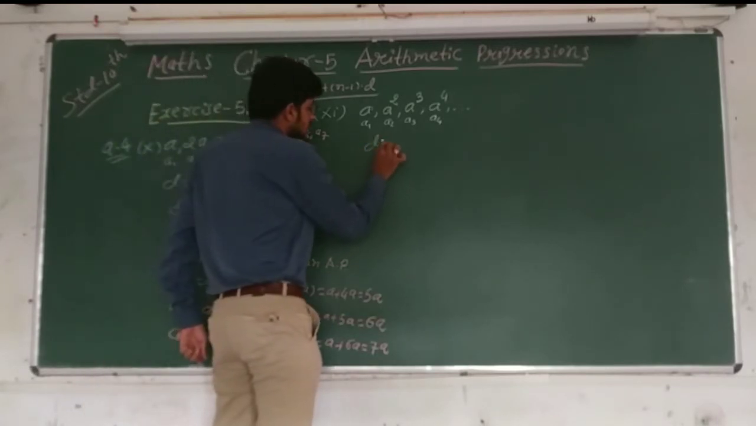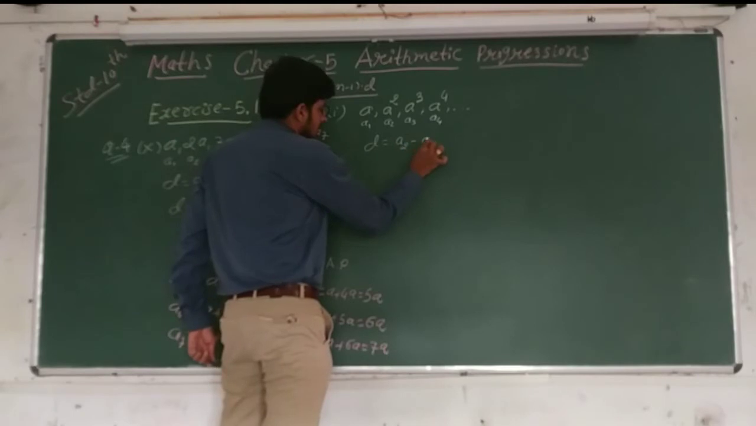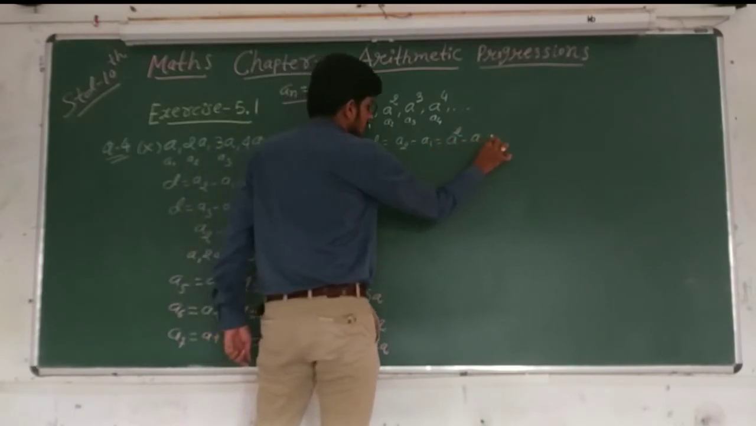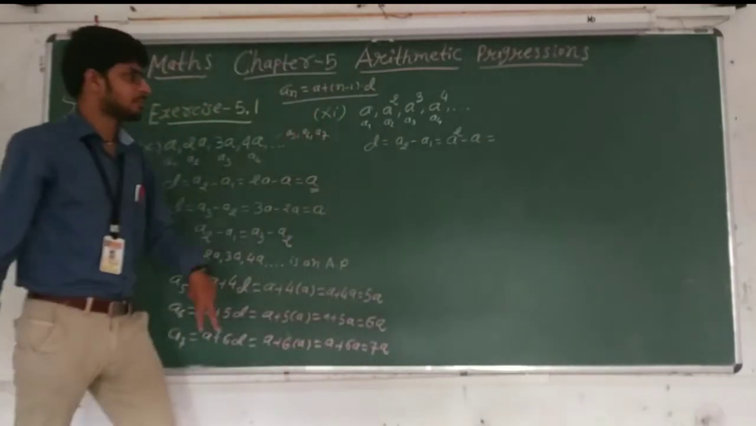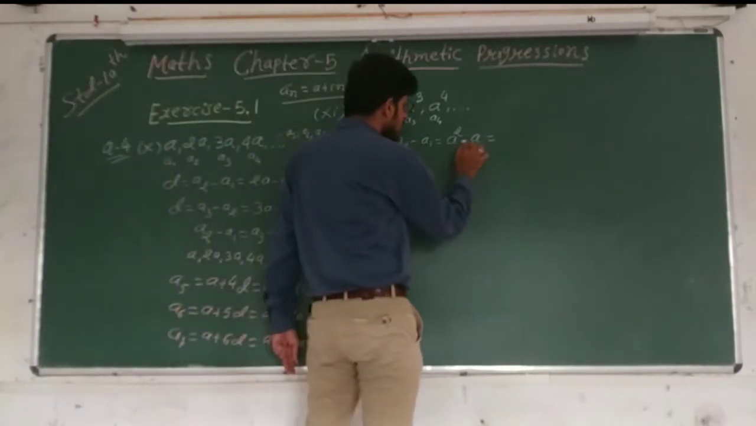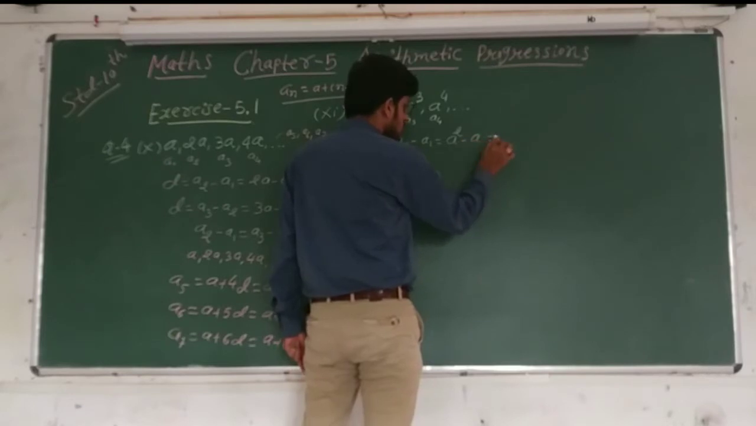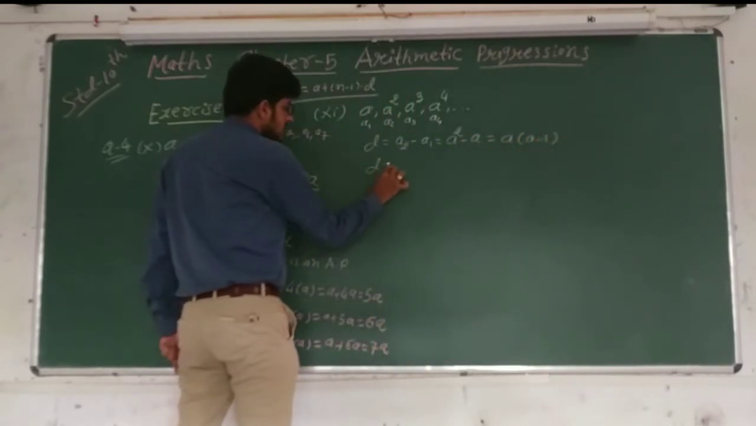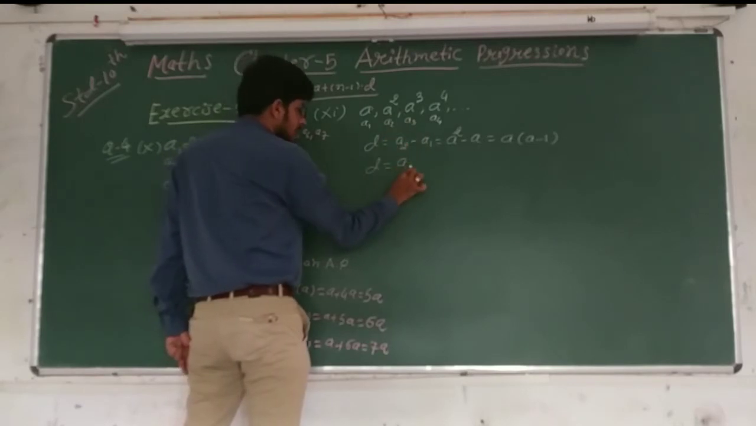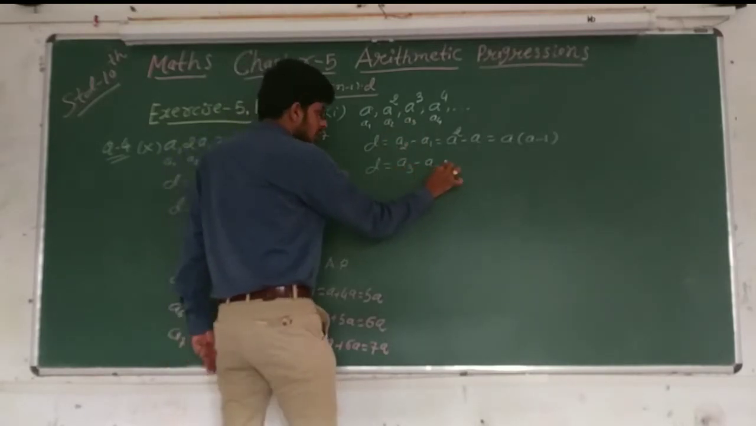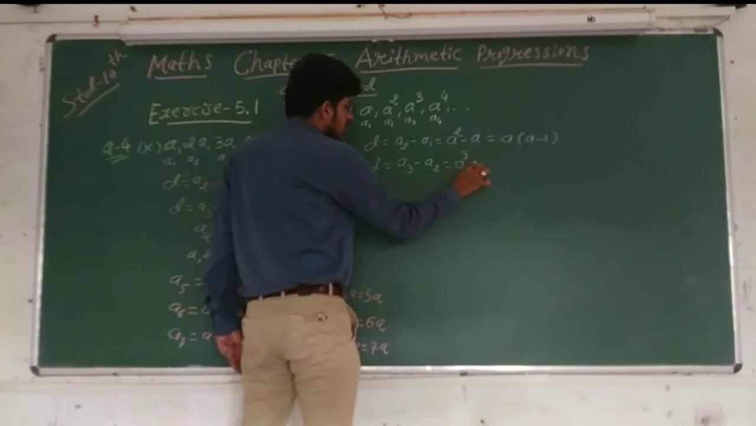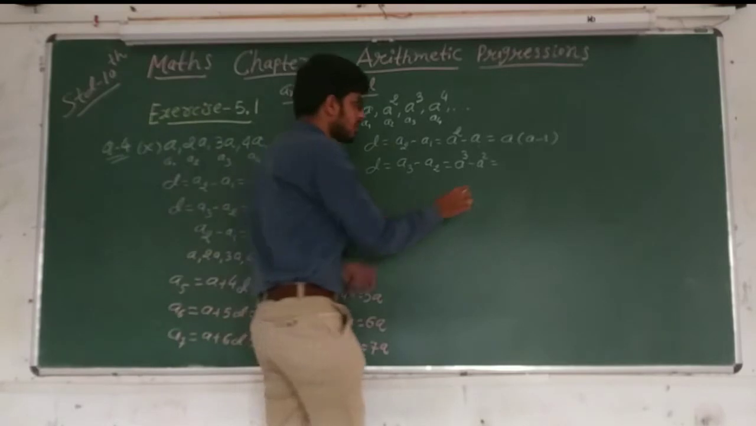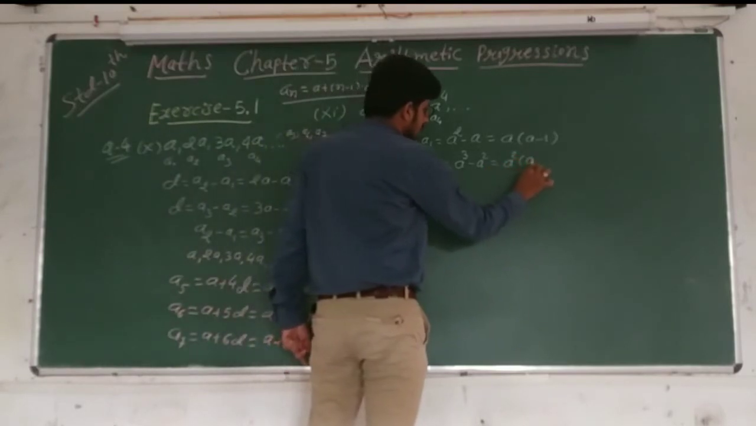So find out d. d is equal to a2 minus a1. So a2 is a square minus a. What is the answer? a square minus a. Here we take a common, so a into a minus 1. Next, d is equal to a3 minus a2. So a3 is a cube minus a square. Here a square is common. Yes or no? So a square common in bracket a minus 1.